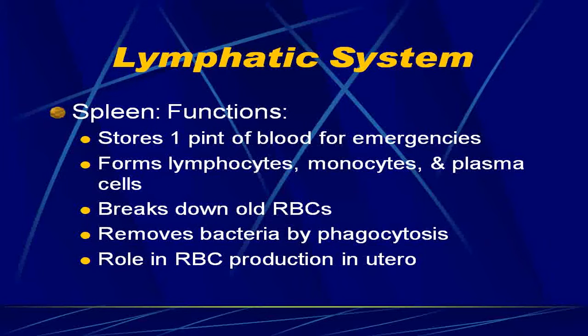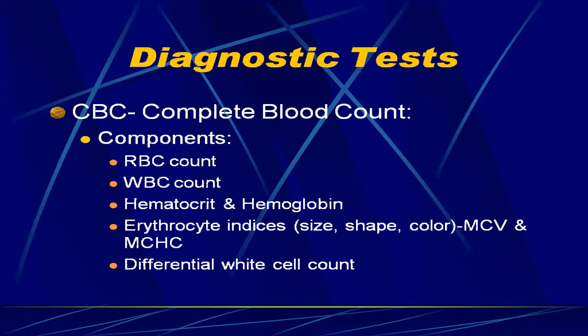The spleen, again, the functions of the spleen are to store up to 1 pint of blood for emergencies. It forms lymphocytes, monocytes, and plasma cells. The spleen breaks down old RBCs, and it also removes bacteria by phagocytosis.